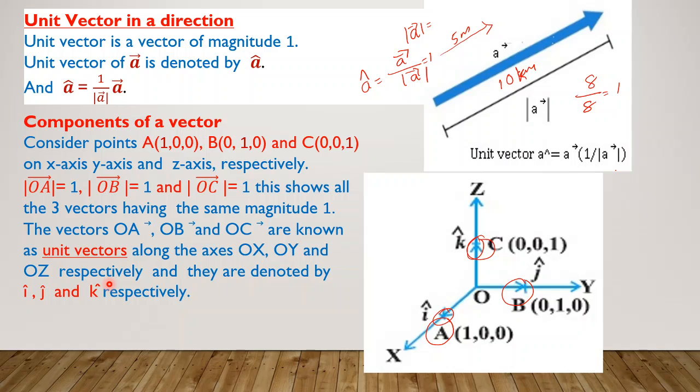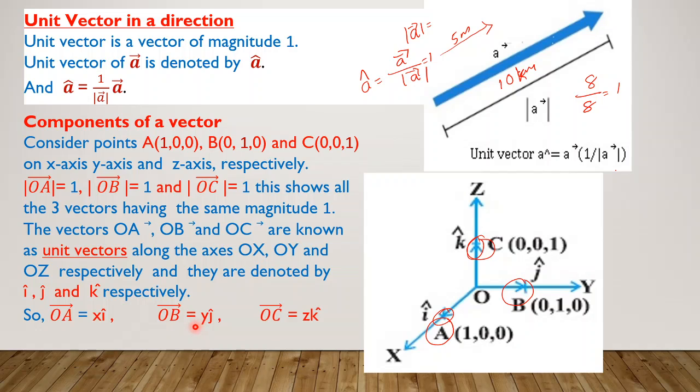So the unit vectors on the x, y, and z axes will be represented by i cap, j cap, and k cap. This is the way we are going to represent the unit vectors. And vector OA is equal to x times i, xi cap.